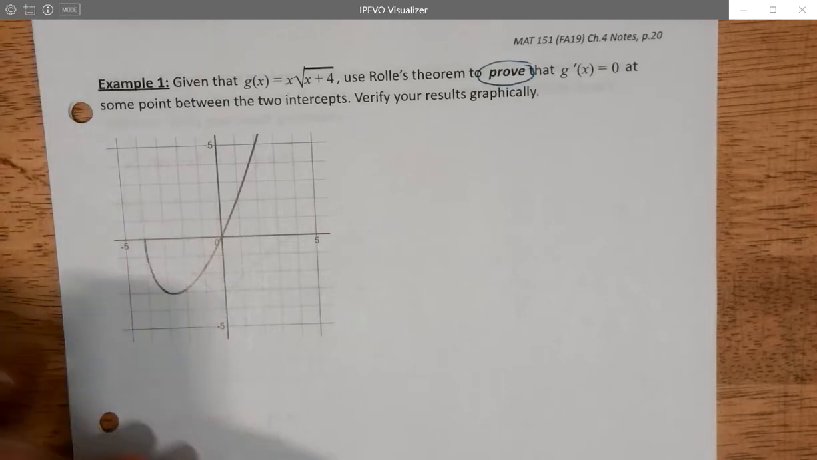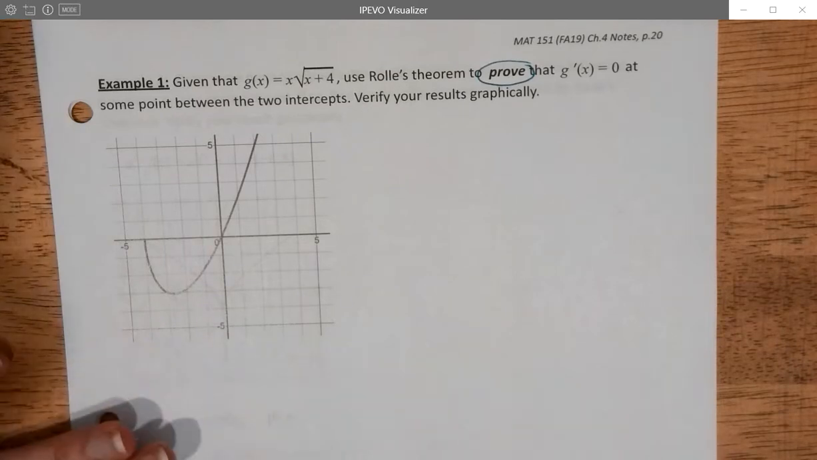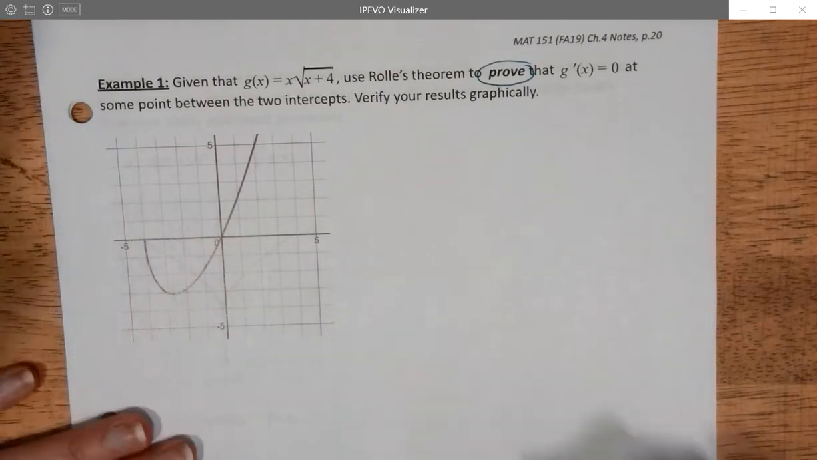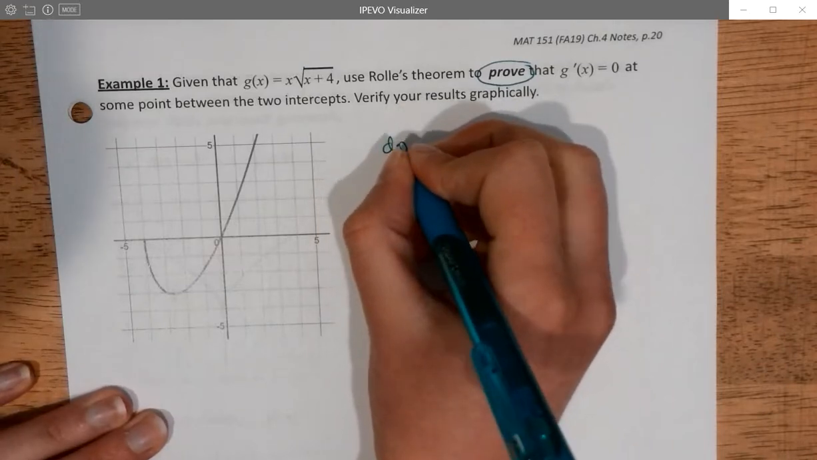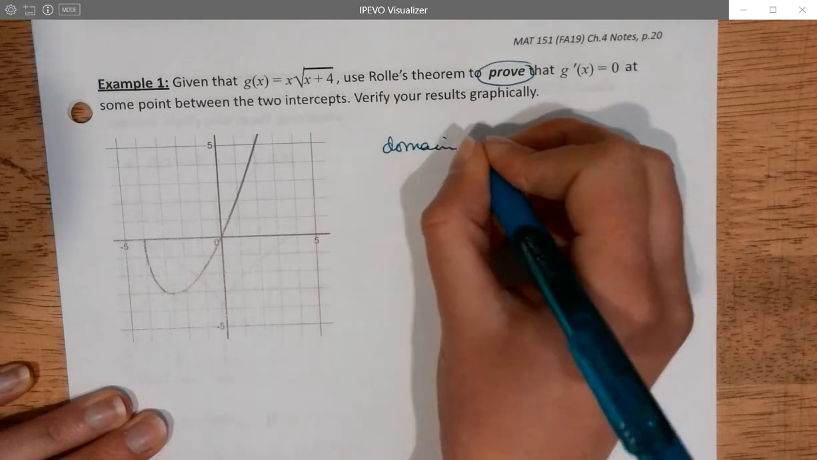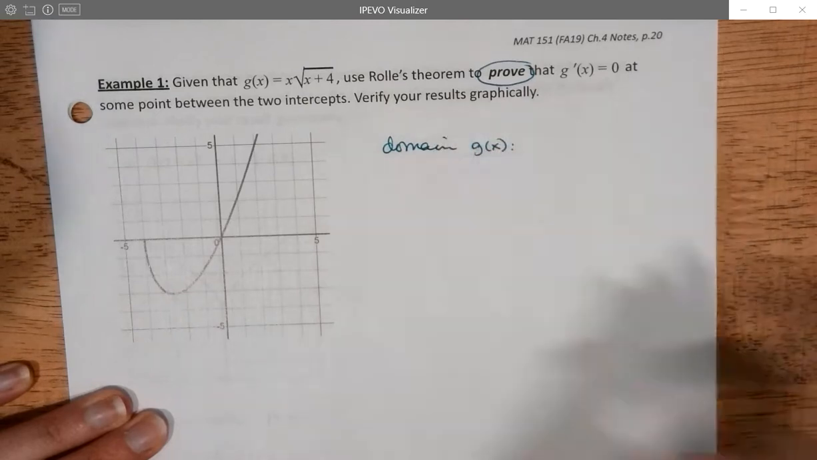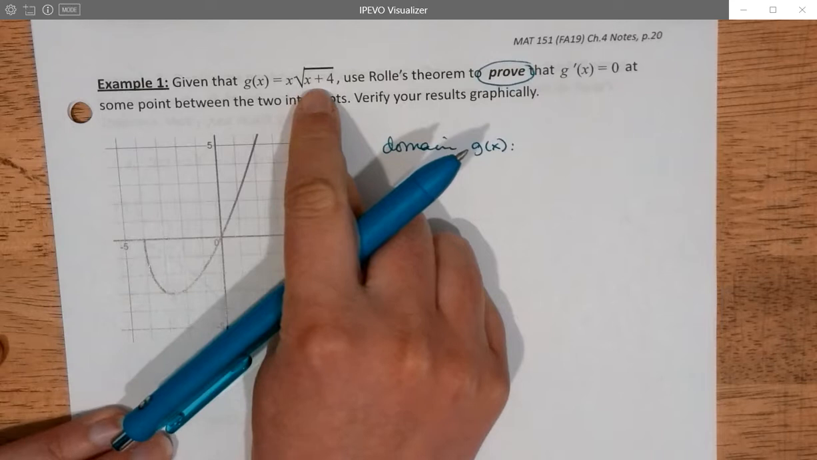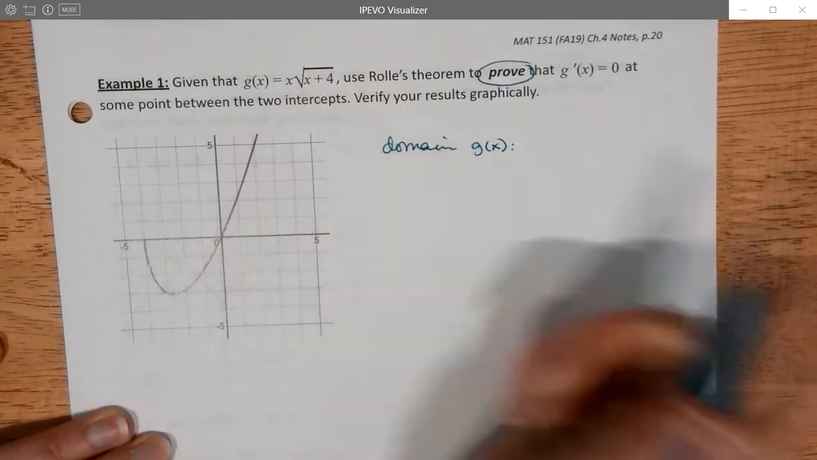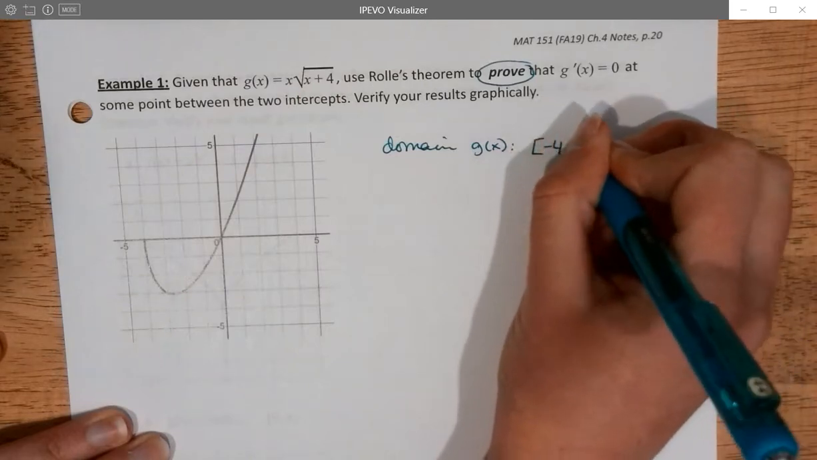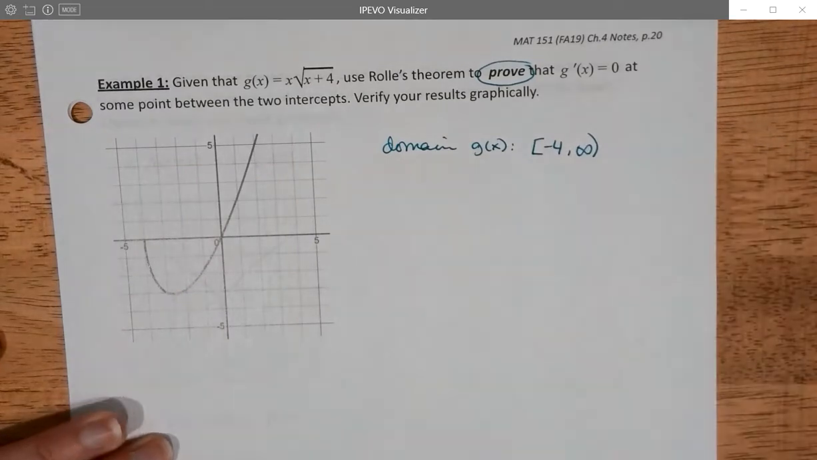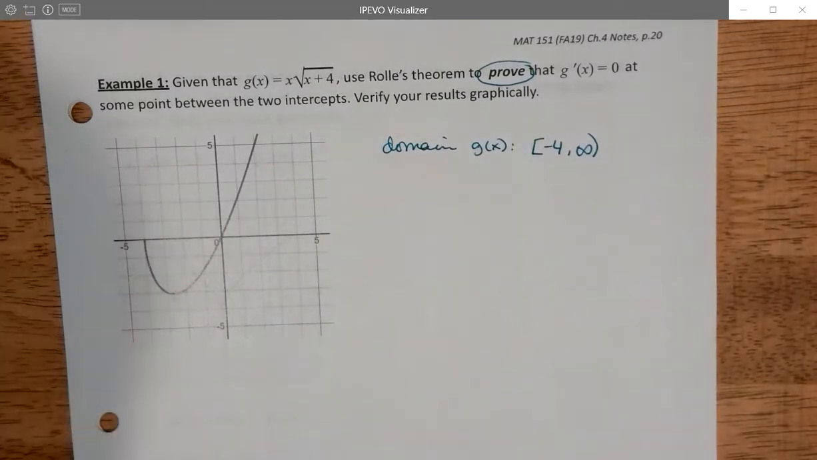So the first thing I need to do is discuss continuity. The easiest way to discuss continuity is to discuss the domain. So let's find the domain of g of x. I need my x's to be larger than -4 so that I don't get that 0 on the inside. So the domain is -4 to infinity. I am not continuous everywhere, but the domain is -4 to infinity.